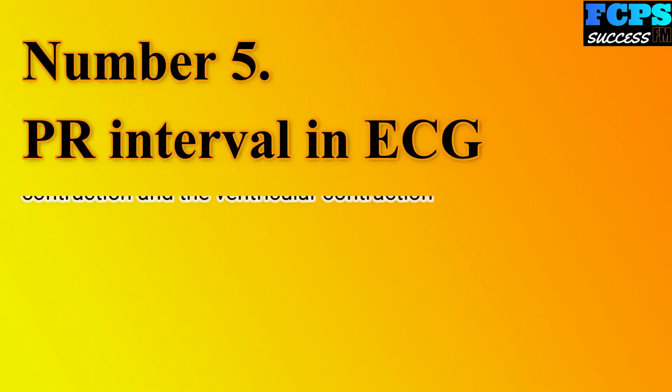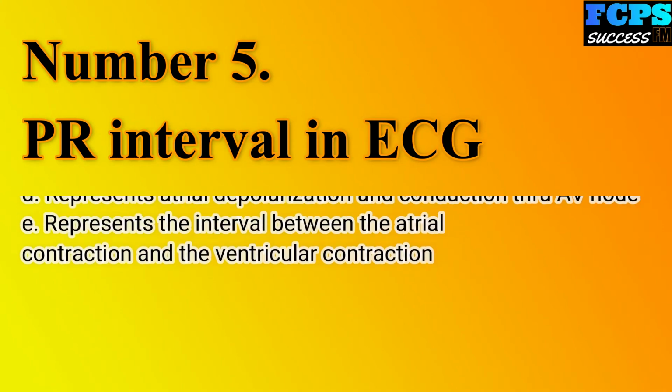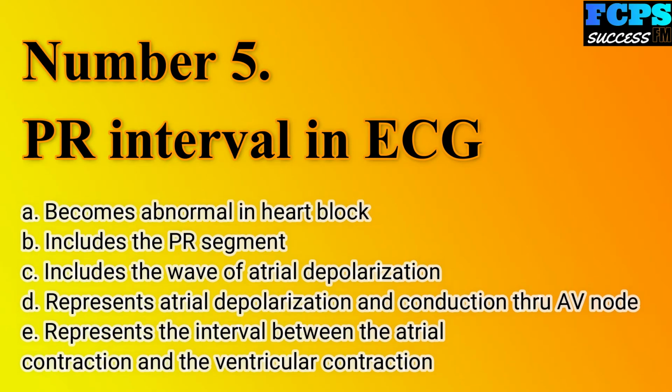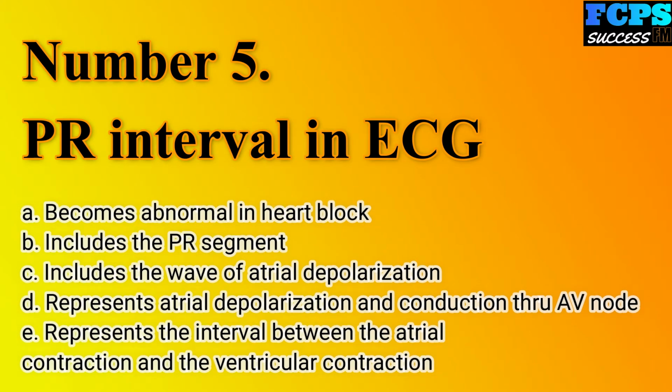Number 5. PR interval in ECG. A. Becomes abnormal in heart block. B. Includes the PR segment. C. Includes the wave of atrial depolarization. D. Represents atrial depolarization and conduction through AV node. E. Represents the interval between the atrial contraction and the ventricular contraction. Correct is PR interval in ECG becomes abnormal in heart block.